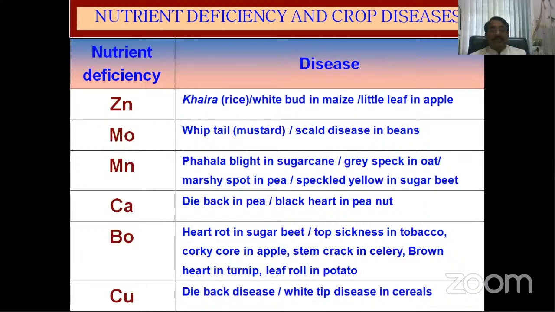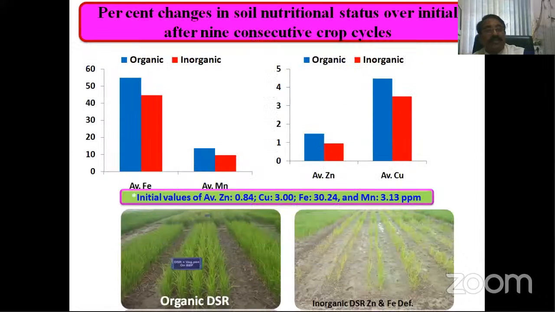Then in terms of disease, there are several micronutrient-based diseases, say Khaira disease in rice and whiptail in mustard. Micronutrient deficiency should not be there. If we are managing organically, micronutrient deficiency will not be there, because I have observed in our field that the availability of iron, manganese, zinc and copper increases in the organic field.